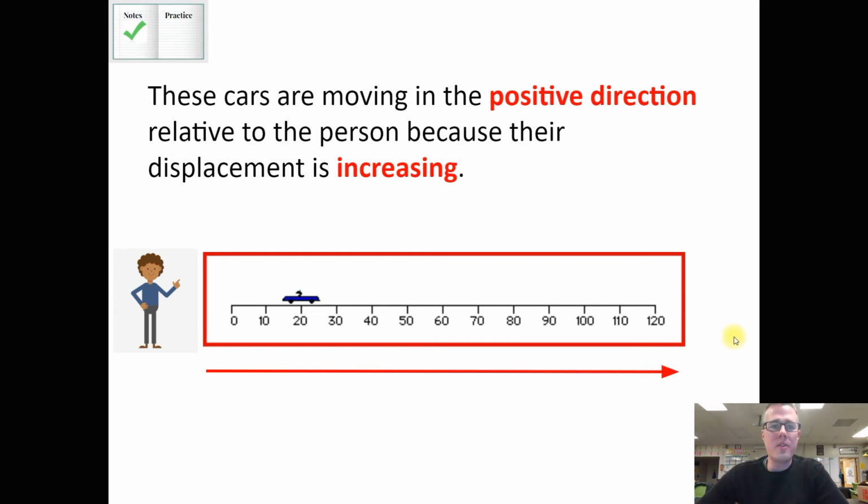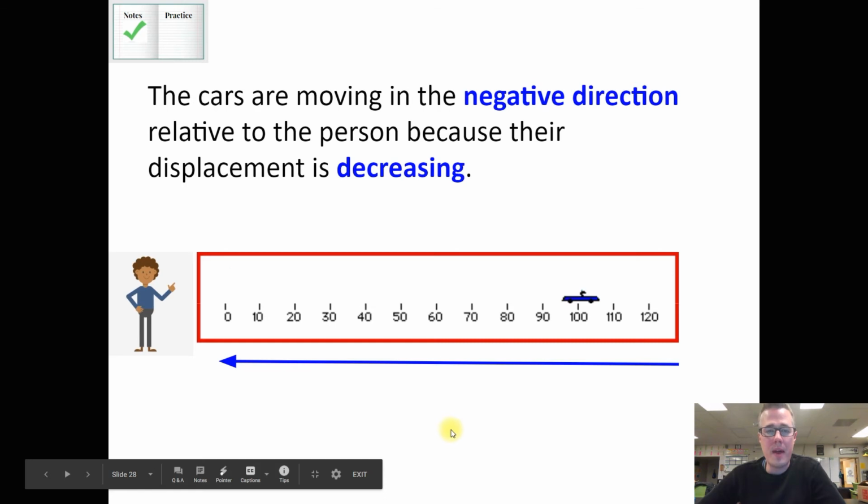So on your note side, here's how we're going to define things for this class. Things that are moving away from your observation or your person, your point of reference, we're going to call those things positive. And that's because their displacement is increasing. So if you look at the little cars on the image, as time goes by, those cars' displacement, remember, that's how far you are from the starting place, is getting greater and greater. We're going to call that the positive direction. Also, if ever things are moving to the right or up, we usually call those positive in physics too. So flip that around.